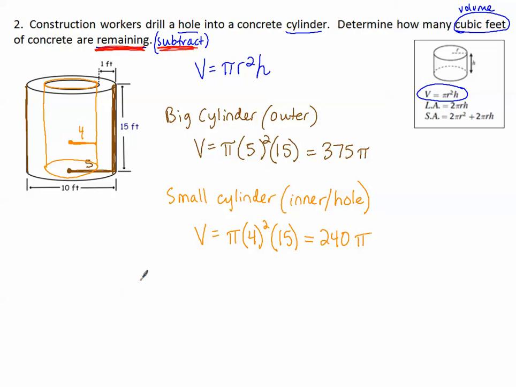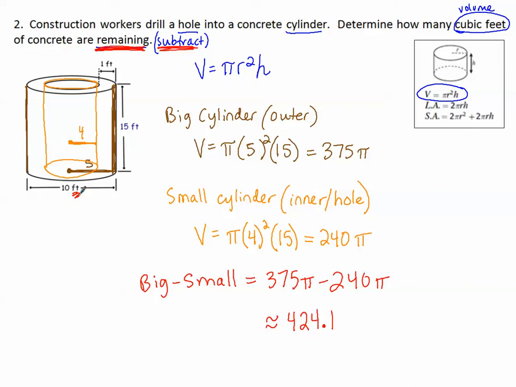And then I want to think about finding what's left. Subtract what is remaining. So I'm going to think big, or outer, minus small, and that will be 375 pi minus 240 pi. So I'm going to type in 375 pi minus 240 pi all at once into my calculator so that I'm not rounding before I get to the final answer. 424.1. Now I see I'm using feet, and this is volume, so feet cubed, or cubic feet.